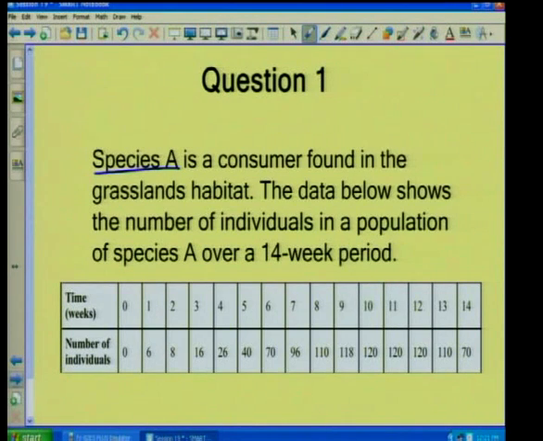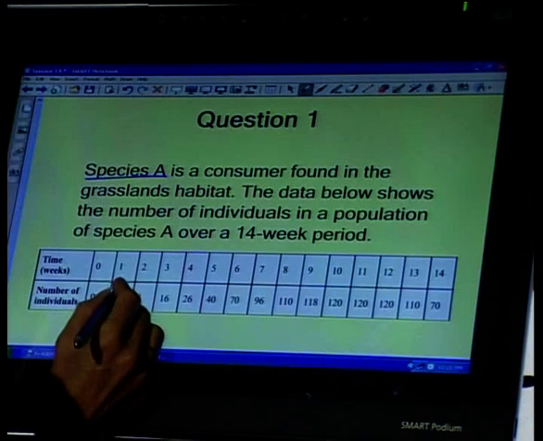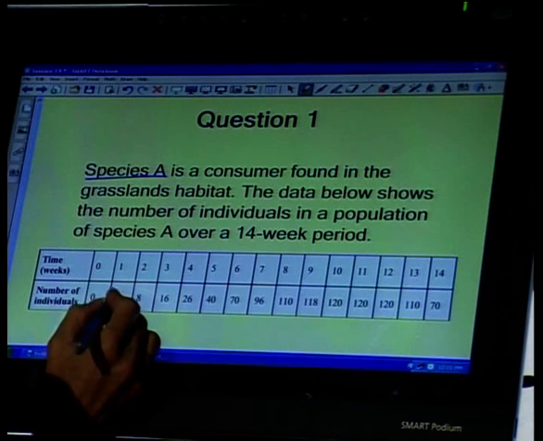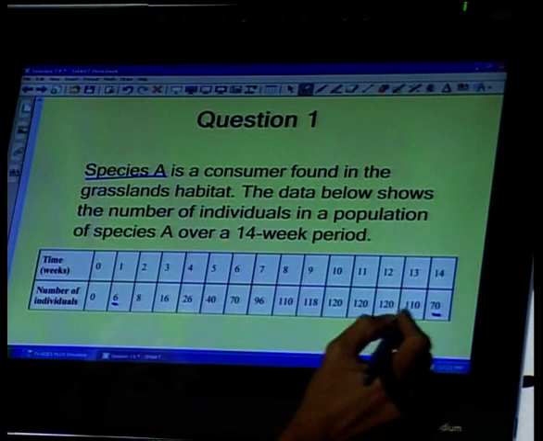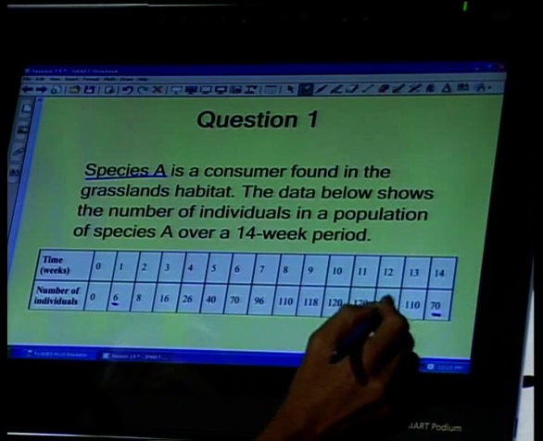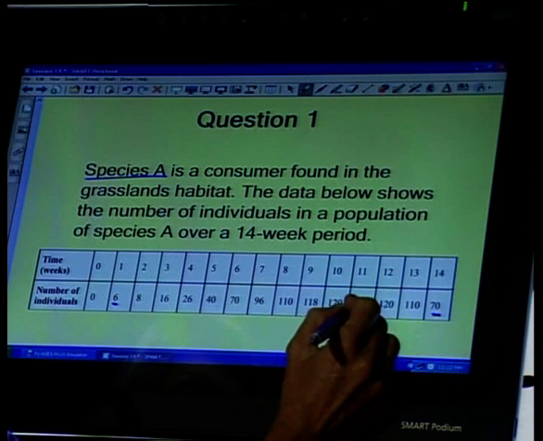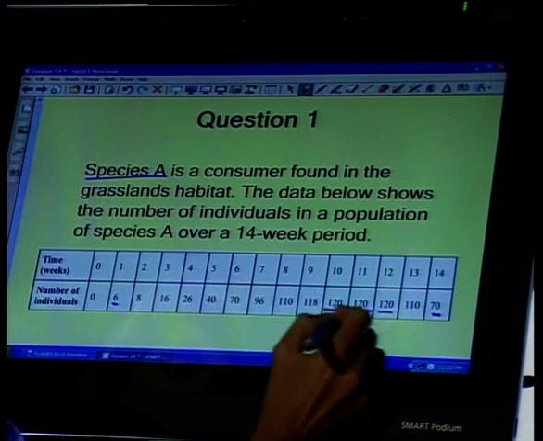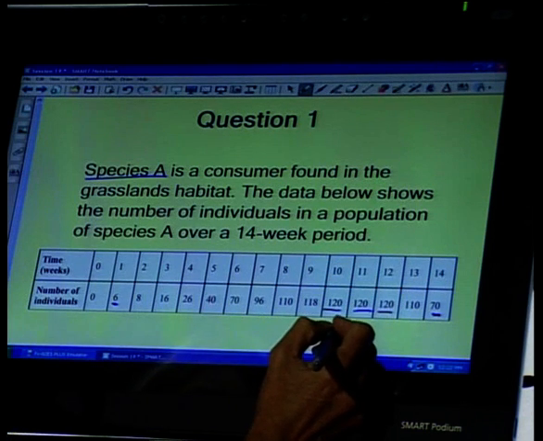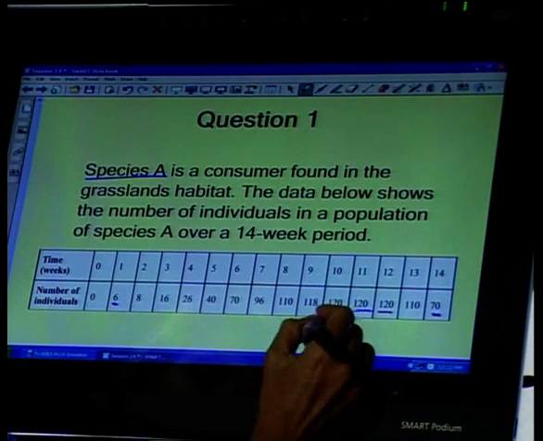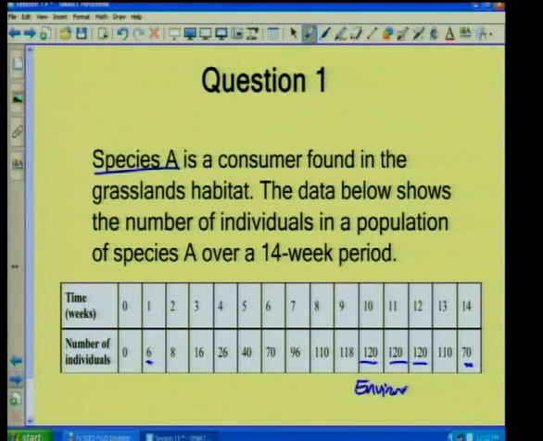So here we know that this can't be a large animal, because if you look here, we start off in week 1 with 6 individuals, and in week 14 we have 70, and we look across our data here. By week 10, 11, and 12, we're sitting on 120 organisms, which means that they've surpassed carrying capacity, and there is now environmental resistance. That's what we have here, and that will cause the population to decrease.